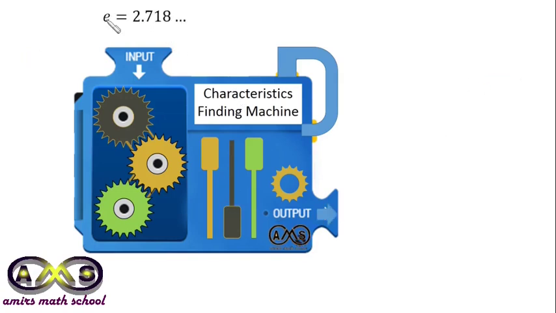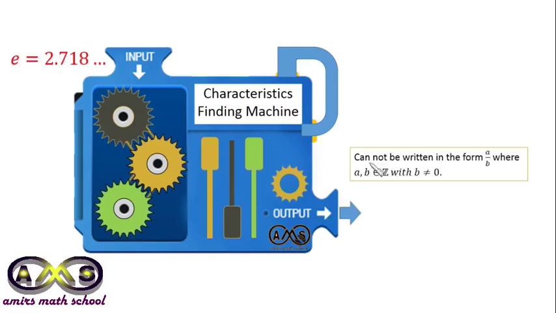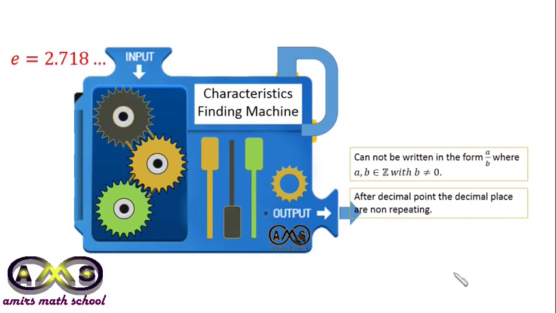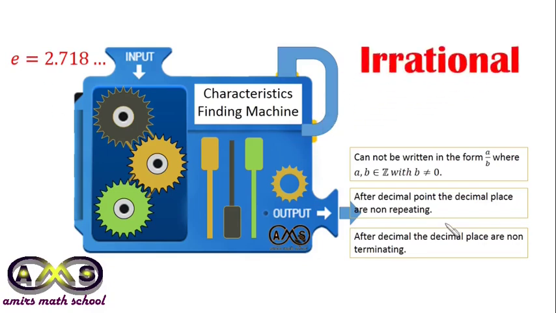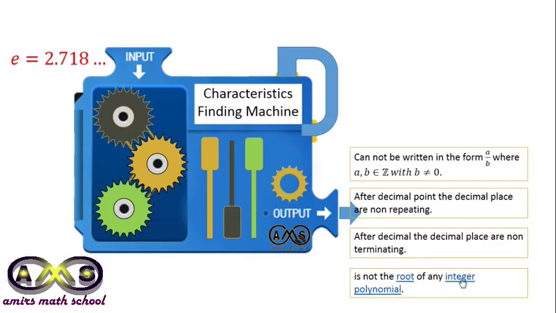Again, we take another special number, e equal to 2.718 and so on. It cannot be written in the form a by b where a, b belong to integers with b not equal to 0. So with this condition we can say the given number cannot be expressed as an integer fraction. That's why the number must belong to irrational numbers. After the decimal point, the decimal places are non-repeating and non-terminating. So this one is a non-terminating, non-repeating decimal, and the number must belong to irrational numbers. This number is also not a root of any integer polynomial. That's why this is also a transcendental number.